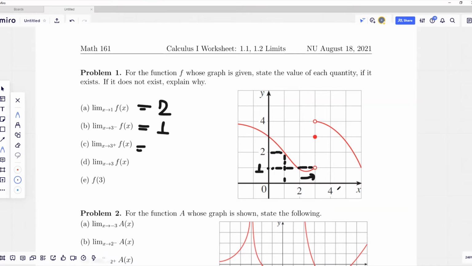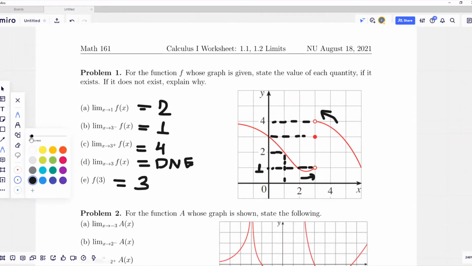Limit when x is approaching 3 from the right side. So this value here is 4. Next question is a two-sided limit at x = 3. It doesn't exist since these two one-sided limits are not equal to each other. So the limit doesn't exist. And the value of the function f at 3 is equal to 3.